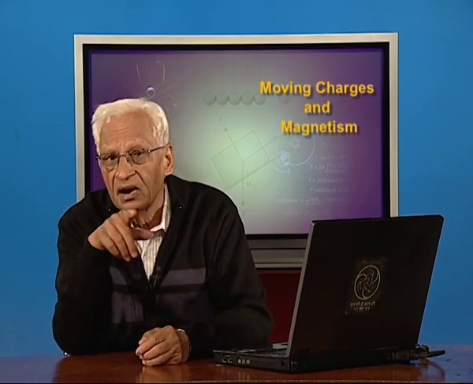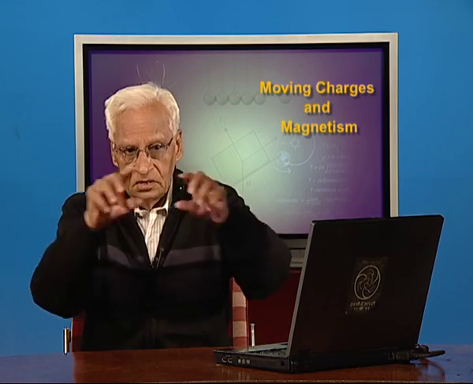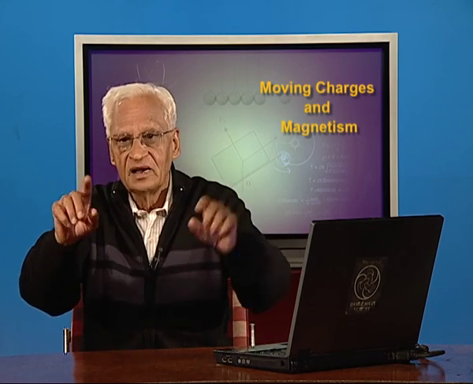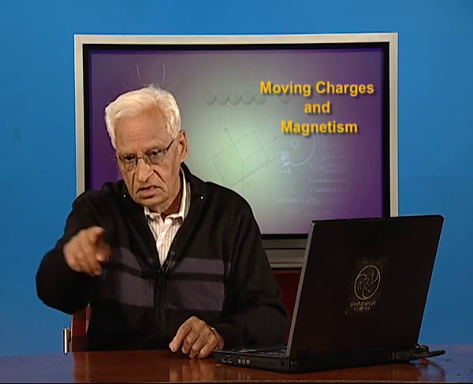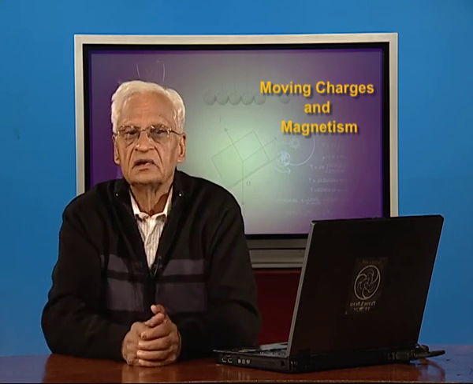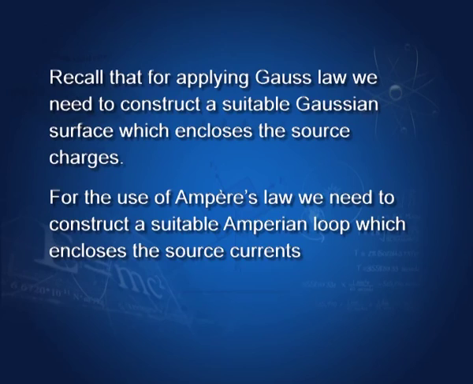You see, remember last time I showed you the field due to a bar magnet, and we had lines inside the bar magnet also, because we must form complete loops. Recall from the last lecture that when we use Ampere's law, we have to have a loop which encloses the currents.